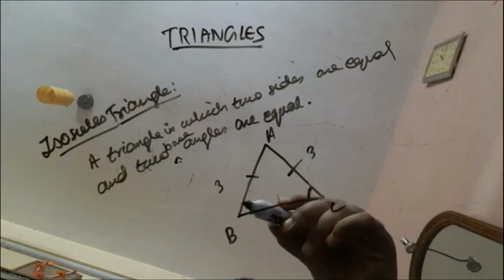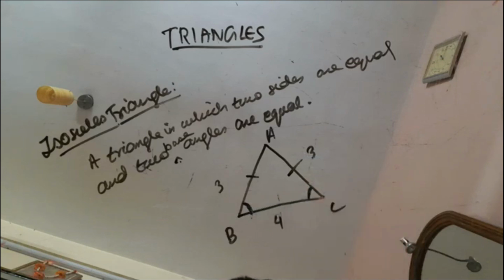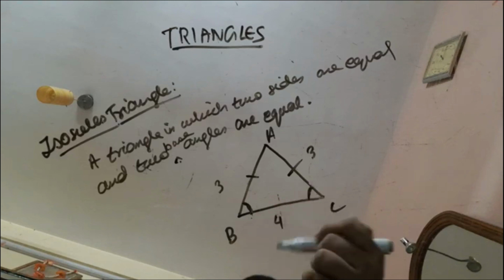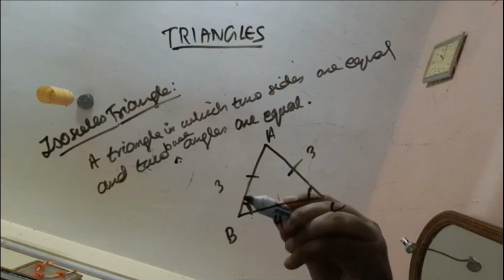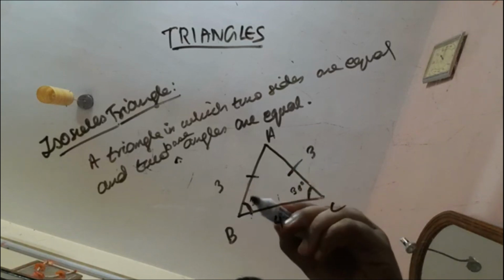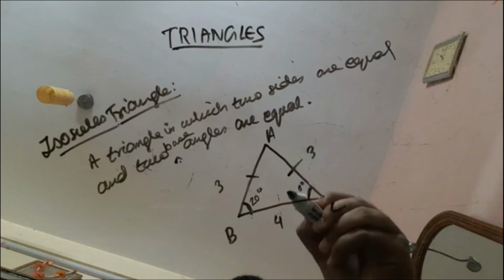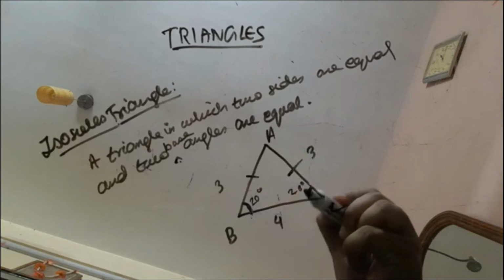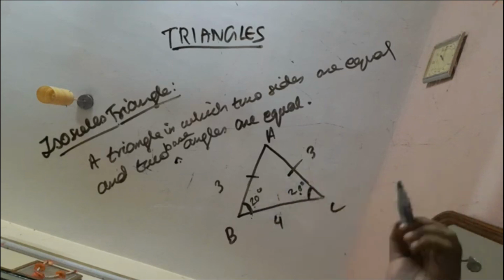So the base angles are this angle, ABC and ACB. These two are the base angles in this case, and these two base angles have to be similar, or equal, as you wish to say. So if this is 30 degrees, this is also necessarily 30 degrees. If this is 20 degrees, this is also necessarily 20 degrees. So this is also compulsory for an isosceles triangle. Two base angles should be equal.